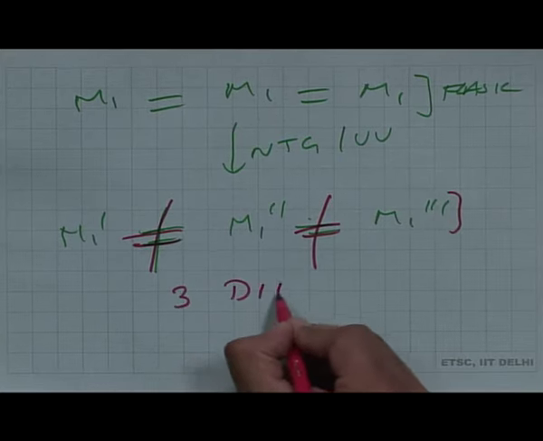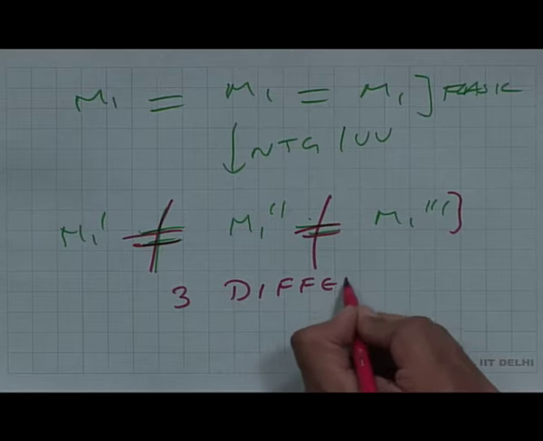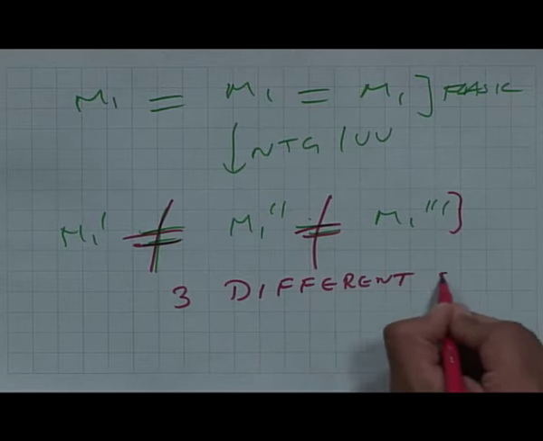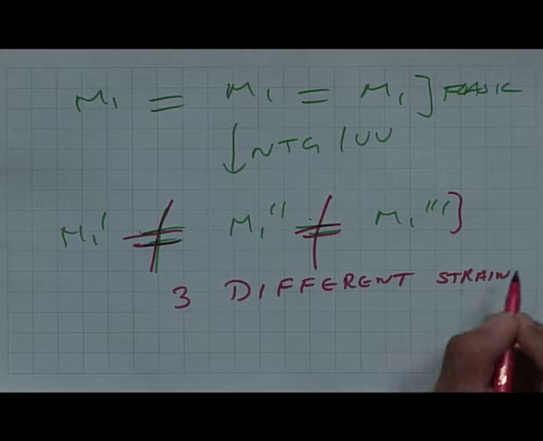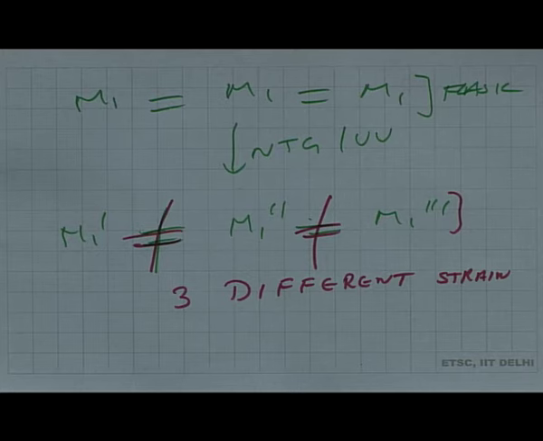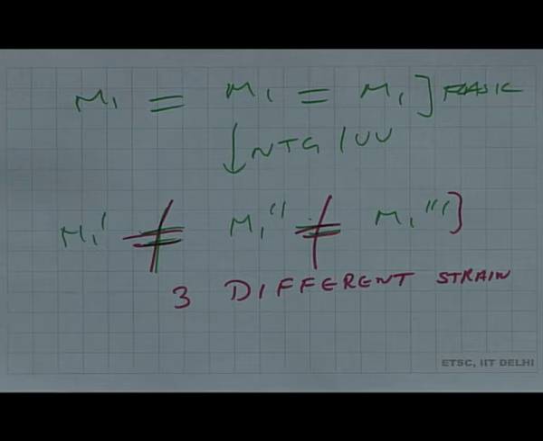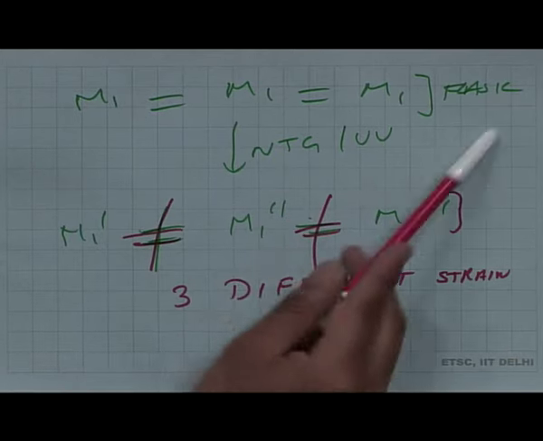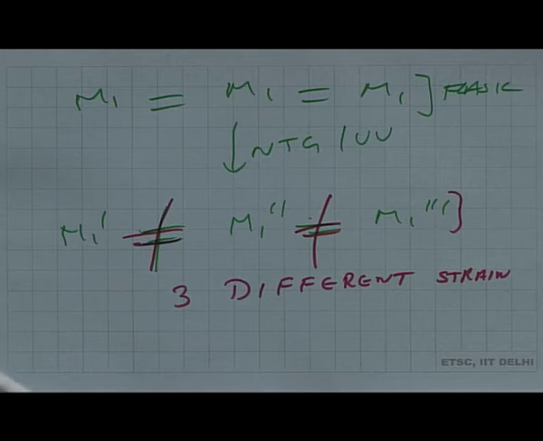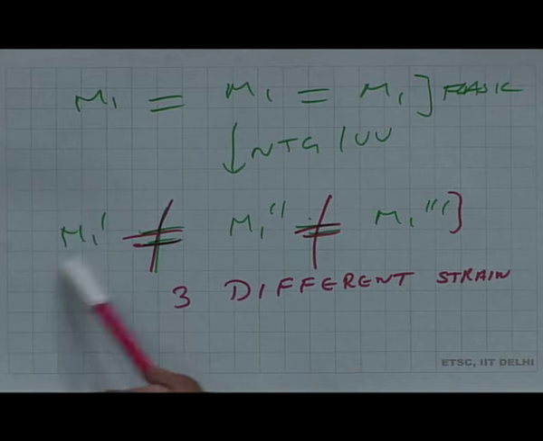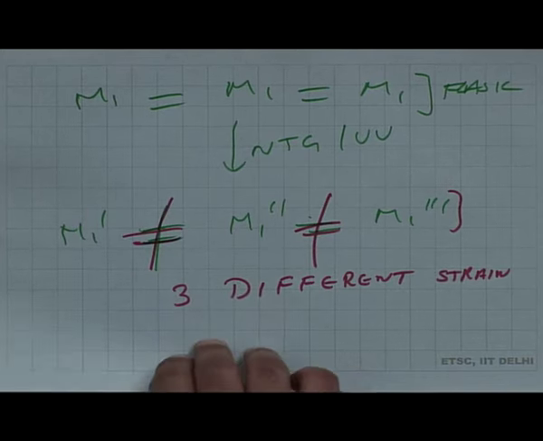Three different strains. All right. Why? Because this is random mutagenesis. This chemical is used on these three at three different places in the genome, and what we get is different mutations. All are the same strain to begin with, but now they are all three different strains.